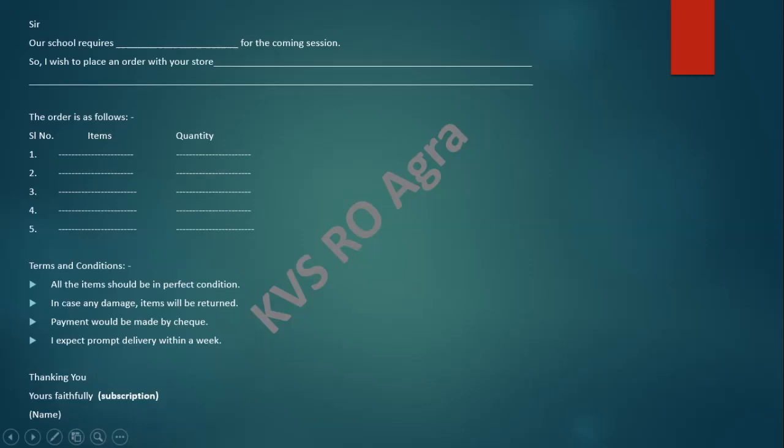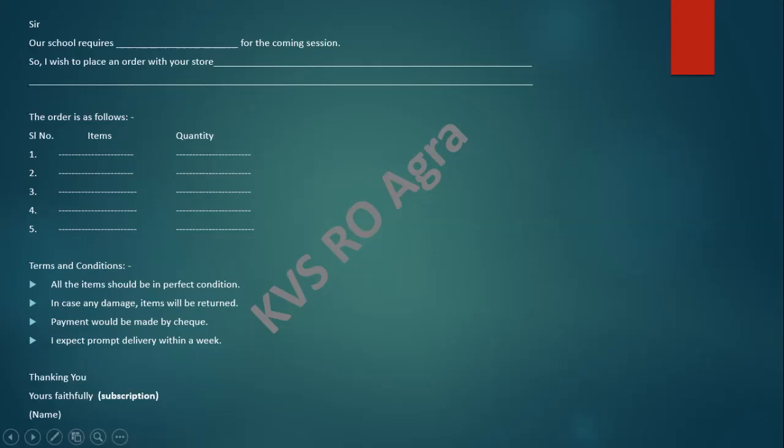Here the order is as follows. On one line you will write the serial number, then the name of the items and how much quantity you want. And if you want to write the name of the brand also, you can make a column here for brand and add the name of the brand also.